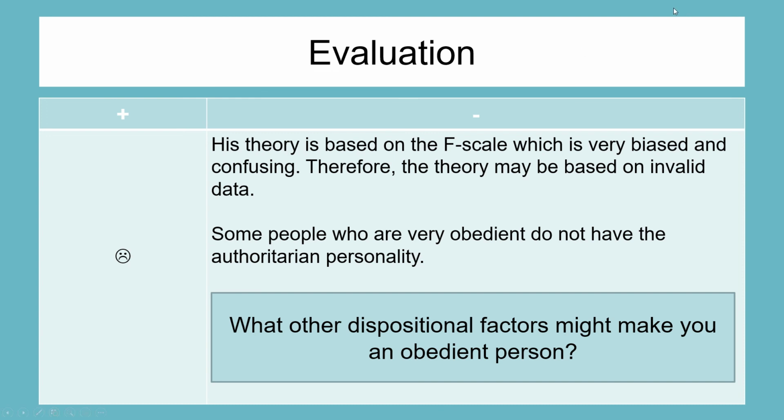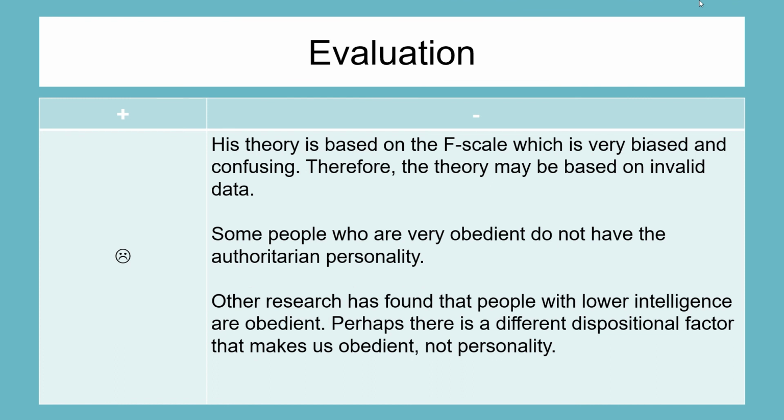And finally, his focus on disposition was limited to that of a personality. But we have covered in lessons that there is actually a lot of research out there that says there's another dispositional factor, intelligence, which can determine how obedient a person is. It turns out that people who are very intelligent are less likely to obey and follow orders, whereas people with lower intelligence are more likely to blindly follow orders because possibly they can't quite think for themselves and think about the consequences of their actions.